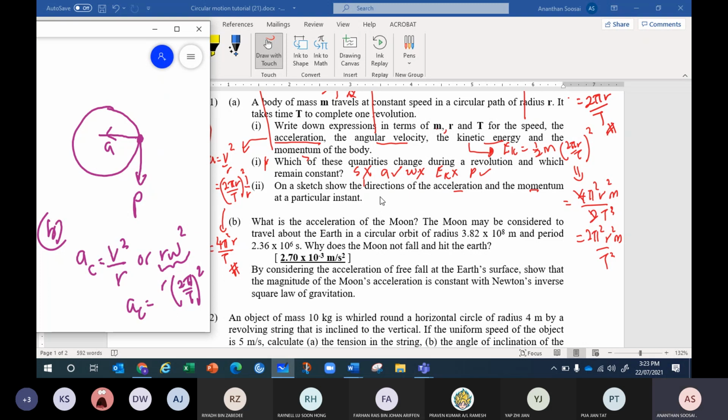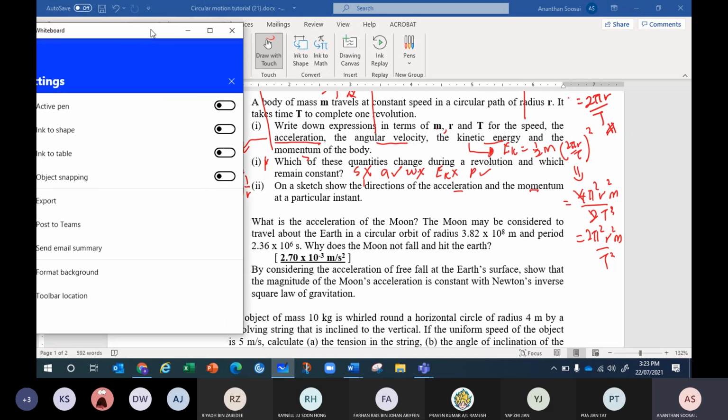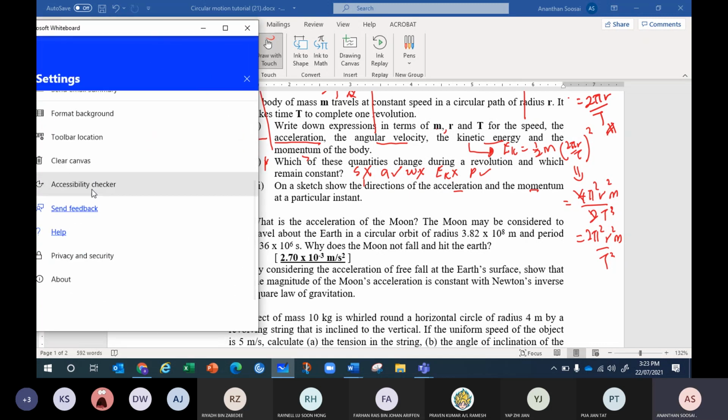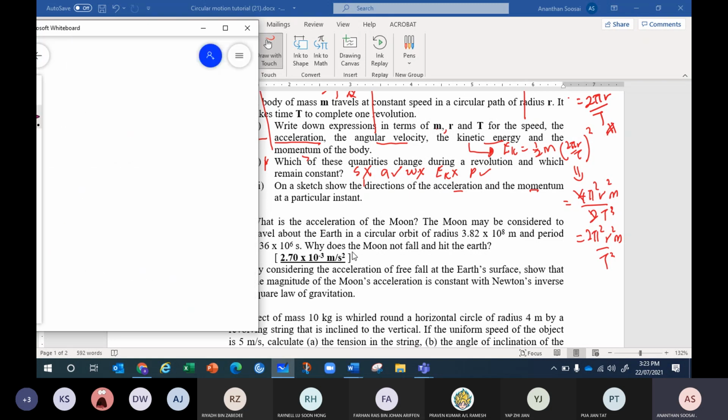Okay, next. Qualitative question. I want all of you to think. The following question is, why does the Moon not fall and hit the Earth? If the Moon is accelerating towards the Earth, why does it not fall down towards the Earth? So I hope you understand what the question wants.